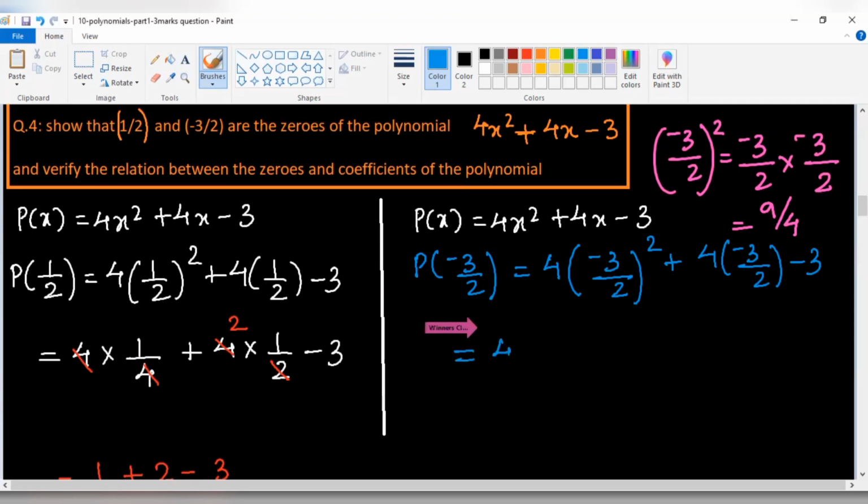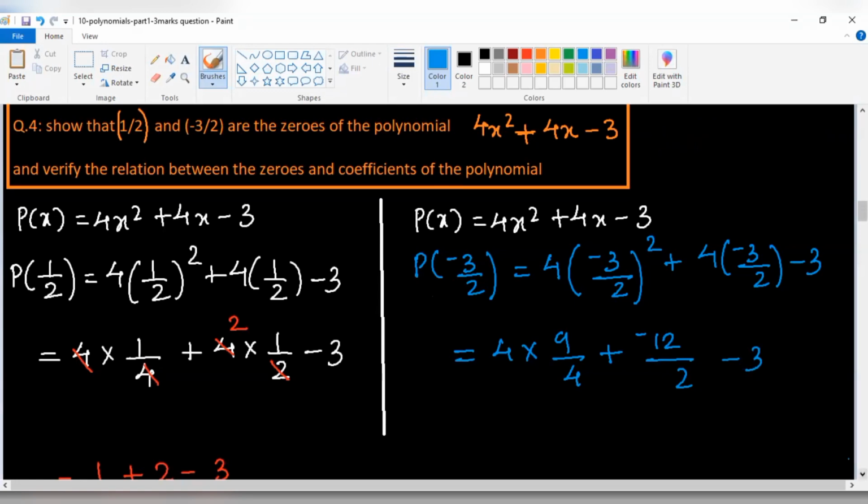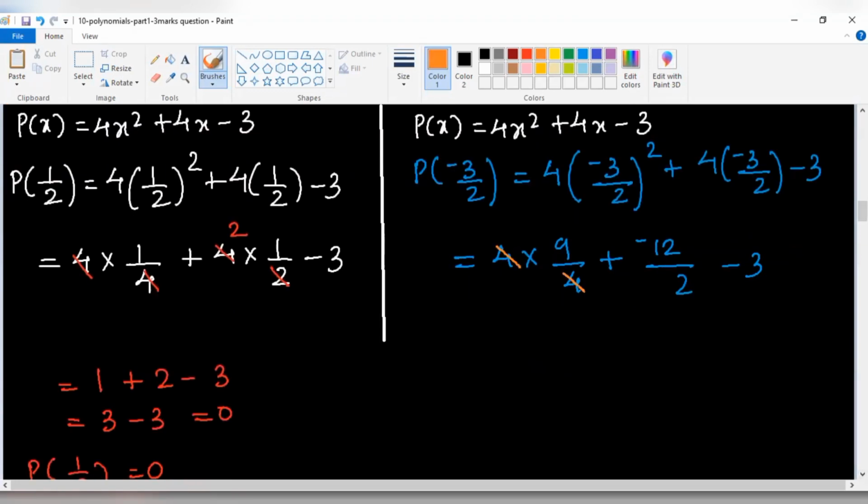So it will become 4 into 9 by 4 plus, see, 4 into negative 3 here, so negative 12 by 2, minus 3. Now, here we can cut this 4 and 4. So this number is 9, because we have to do multiplication first and then only we have to do the addition or subtraction. So negative 12 by 2, that is negative 6, and again minus 3. 9 minus 6 is 3. So 3 minus 3, 0. See, what we got is p of minus 3 by 2 is also 0.